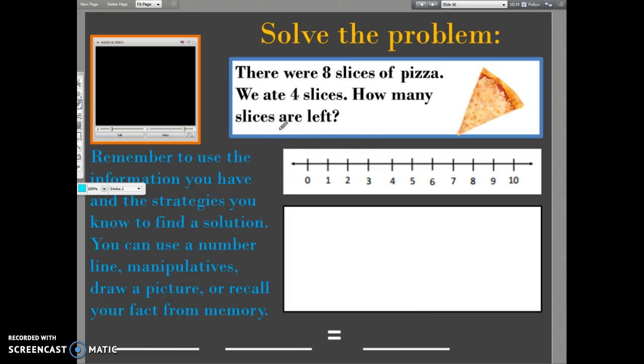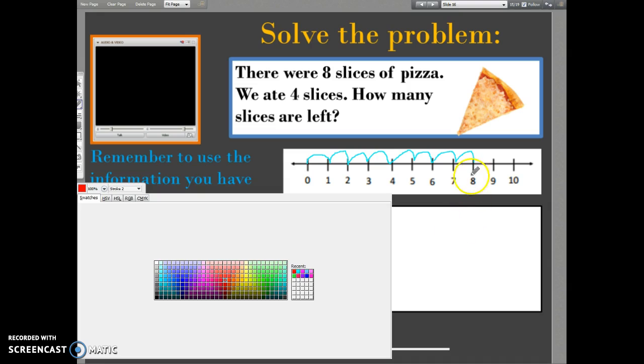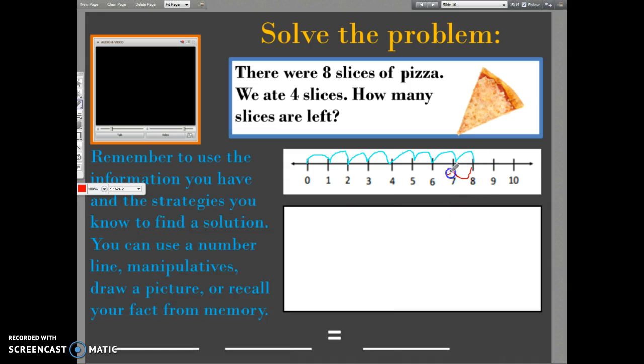There were 8 slices of pizza. We ate 4 slices. How many are left? So this time I'm going to use my number line. I'm going to jump to 8. 5, 6, 7, 8. And then I'm going to jump backwards 4 places. 1, 2, 3, 4. So what number did I land on? How many are left?